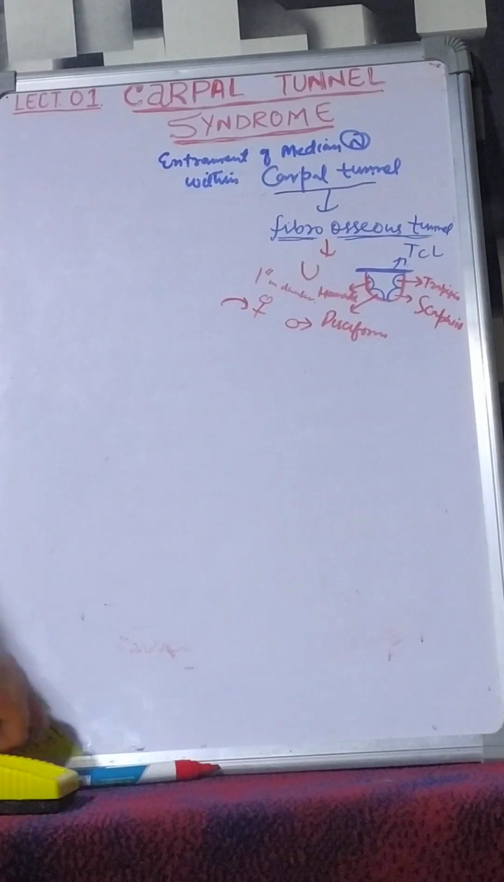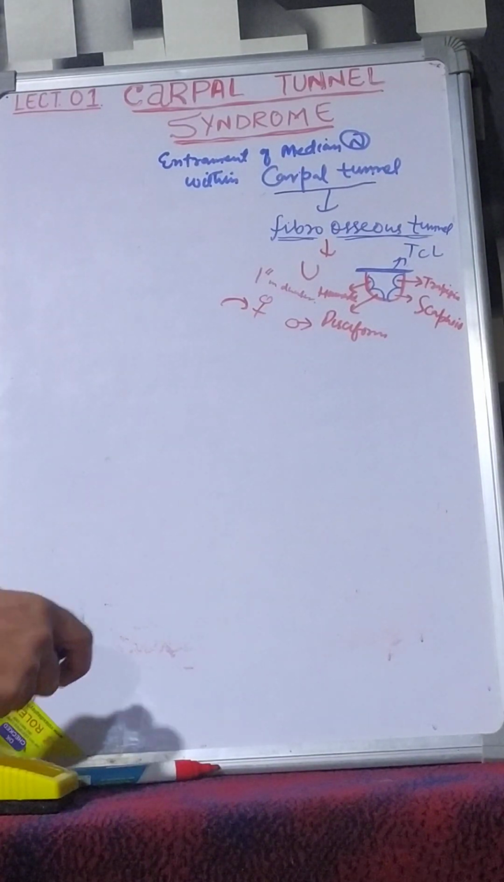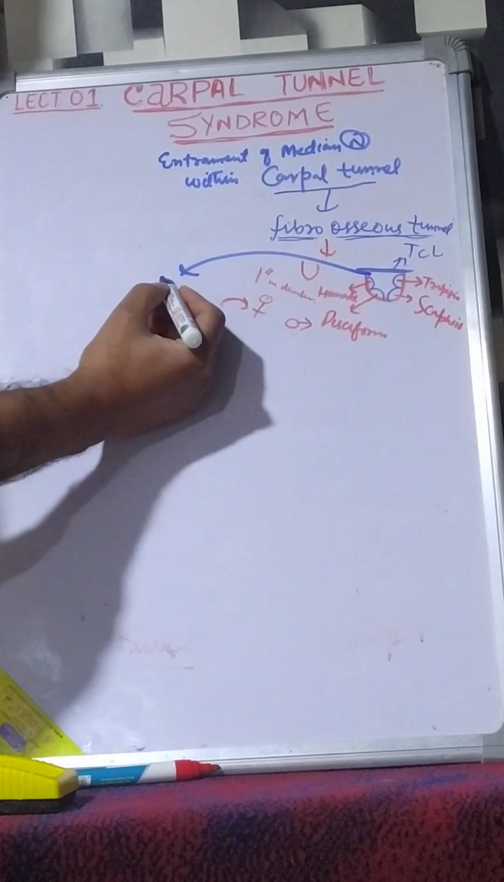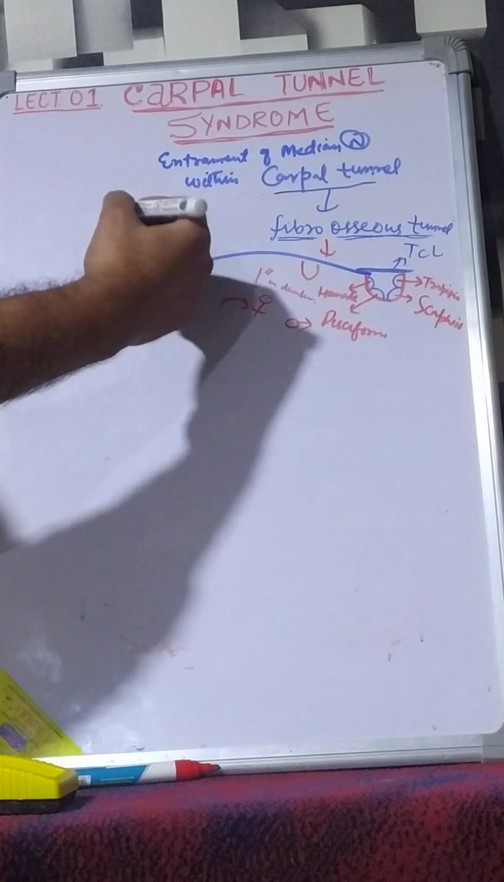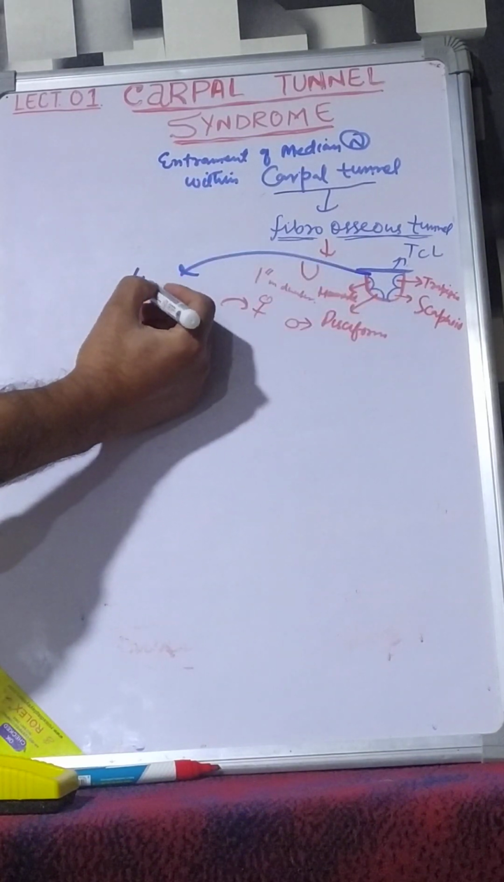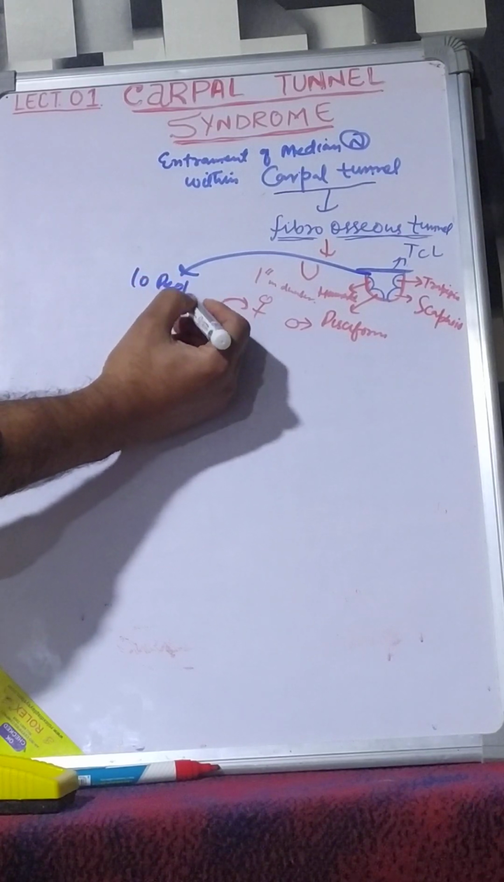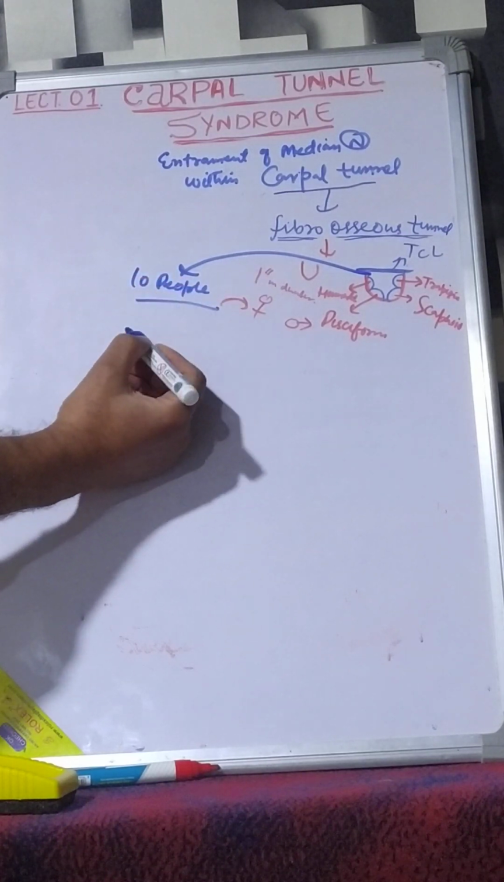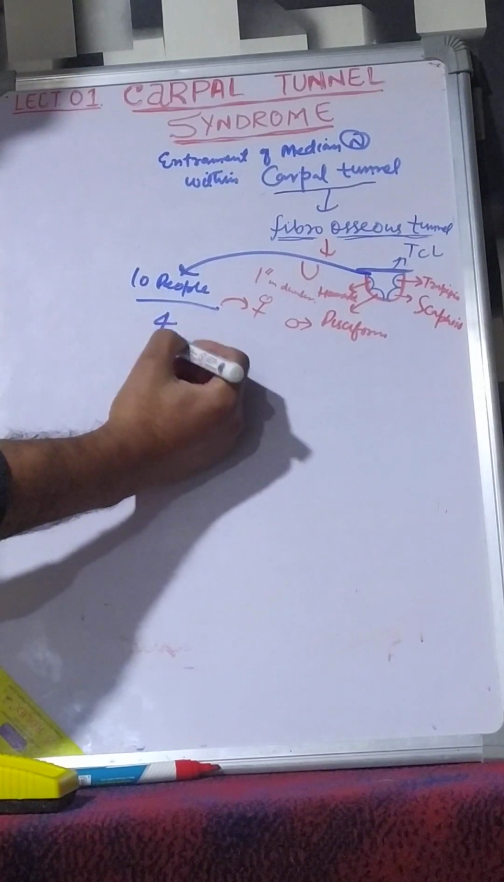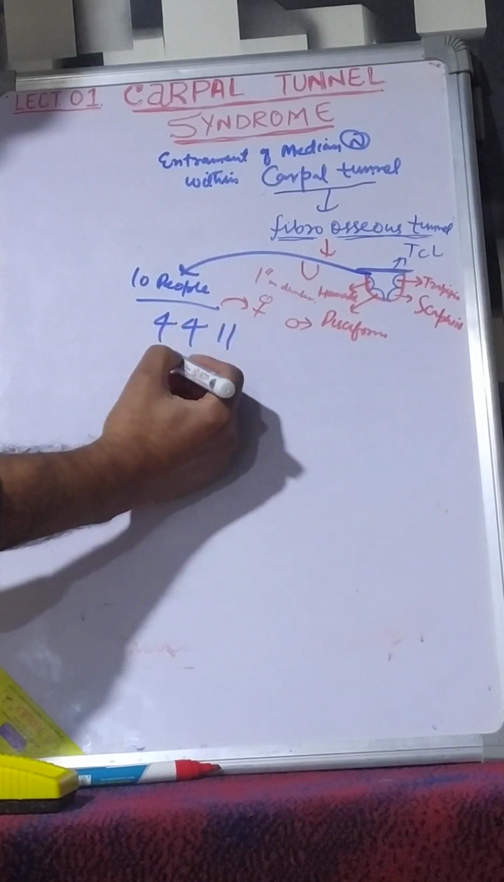So now this carpal tunnel, what does it contain? It contains 10 occupants. I am going to present it in a simpler way. There are 10 people living in this tunnel. Among the 10 occupants, you just have to remember this number 4411, and that is it.